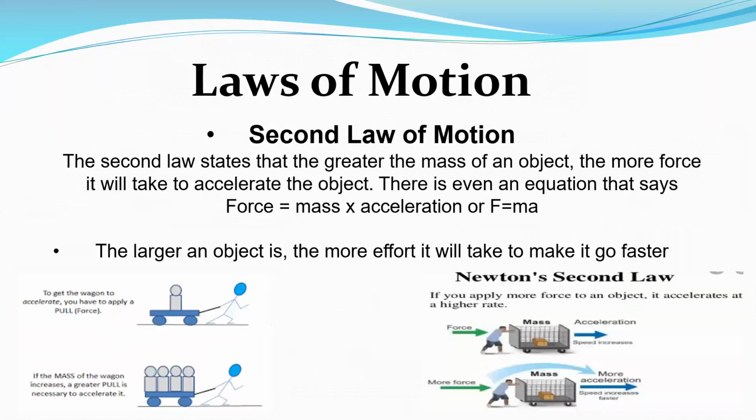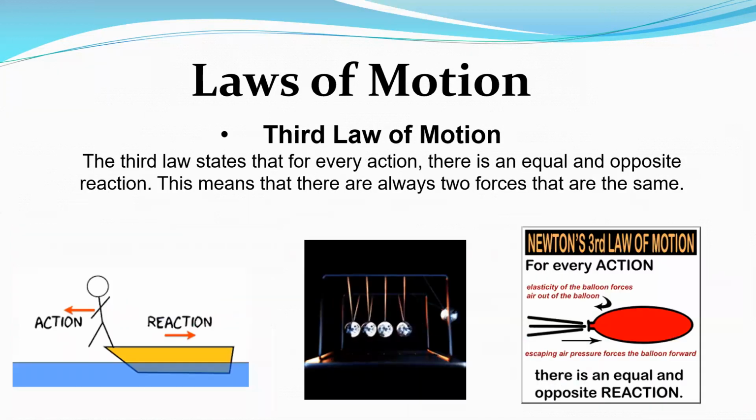And you've got the second law of motion. The second law of motion states that the greater the mass of an object, the more force it will take to accelerate the object. In other words, the larger an object is, the more effort it will take to make it go faster. And then you have the third law of motion that states that for every action, there is an equal and opposite reaction. This means that there are always two forces that are the same.